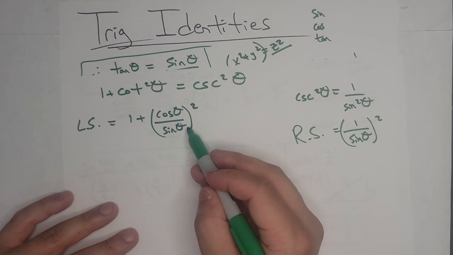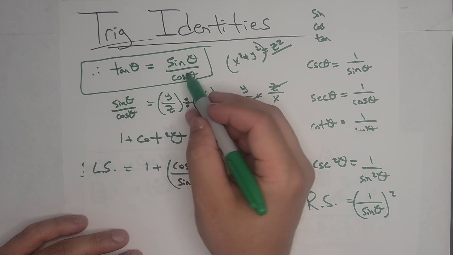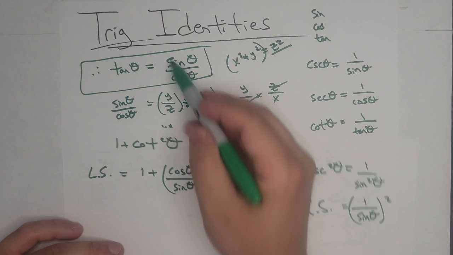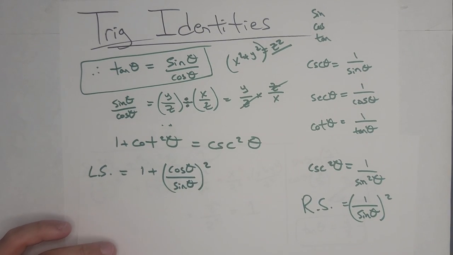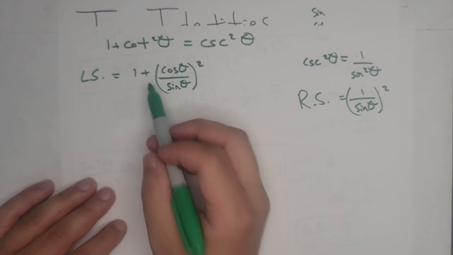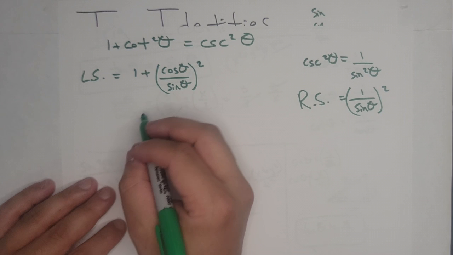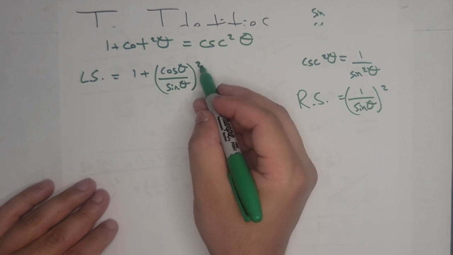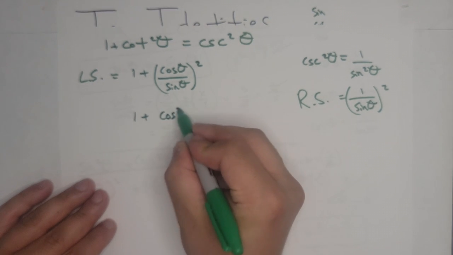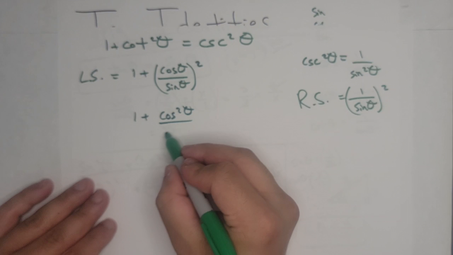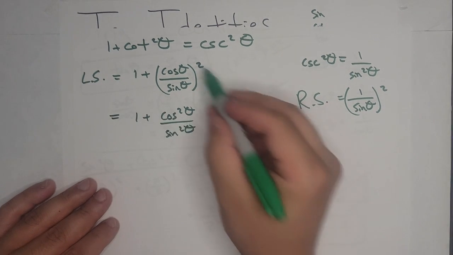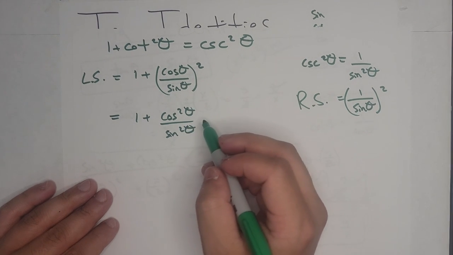So cot theta is equal to that because tan theta is equal to sine over cos. So cot theta will be equal to the reciprocal, cos over sine. And remember, we still have the squared sign here. So that's all I did. And now the next step, I'm going to put the square in. 1 plus cos squared theta over sine squared theta. That's all I did. I brought that in.